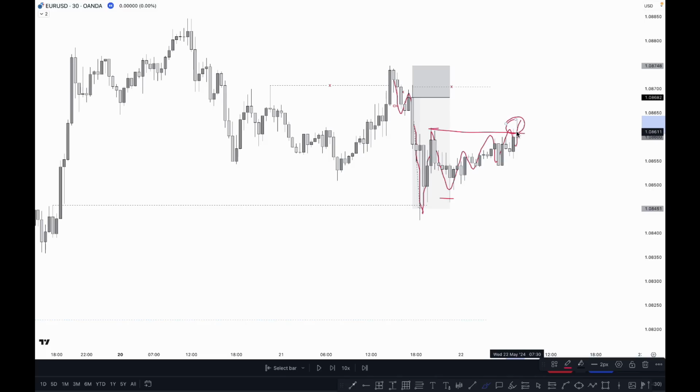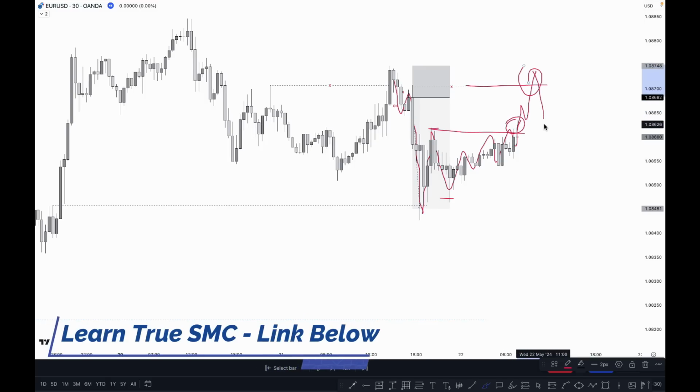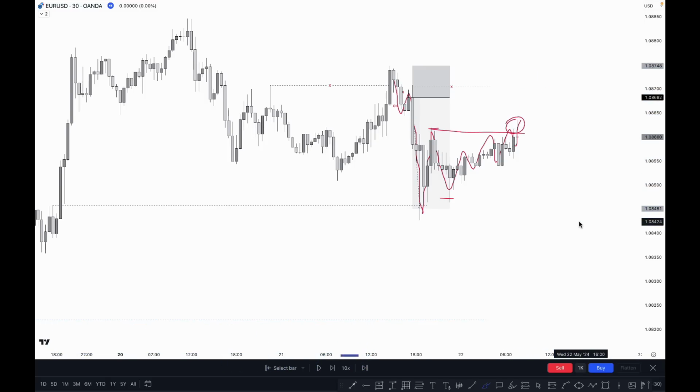If it closes above it, then you don't need to take entry here for the sell. You need to wait for it to take out this inducement, and then the market creates any lower time frame confirmation. Then we can plan here for the sell right here. So let me show you exactly what happened here.